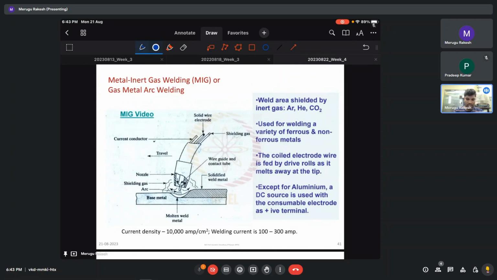We discussed everything similar. We use argon, helium, and CO2 for shielding, used for welding a variety of ferrous and non-ferrous metals. The coiled electrode wire is fed by drive rolls as it melts. Except for aluminium, a DC source is used with the consumable electrode as the positive terminal. For aluminium, an oxide layer is going to form, so if you use AC, it is observed that AC will improve the quality of the weld. We have a current density of around 10,000 here, and welding currents of around 300 amps.